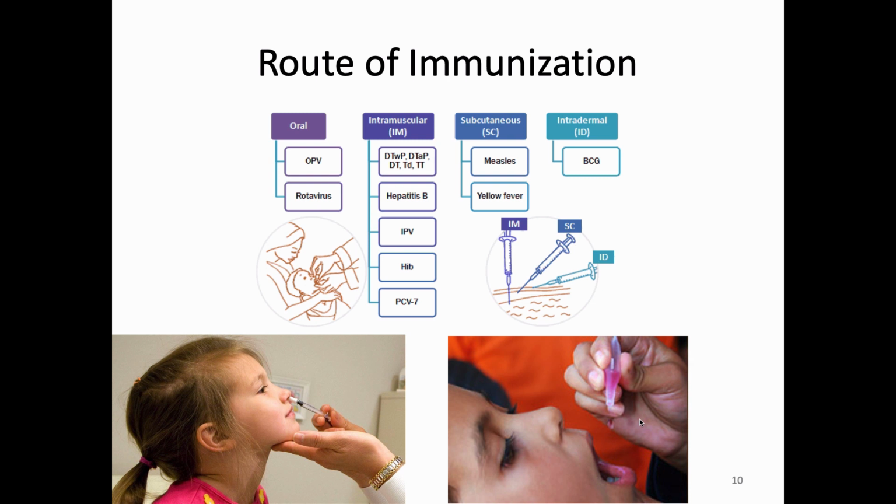Another thing that is really important to think about when developing a vaccine is the route of immunization. We can think about giving vaccines either intramuscularly, so straight down into the muscle, subcutaneously, so under the skin, or intradermally into the skin. Different vaccines that you may have received may have gone intramuscular or subcutaneously.